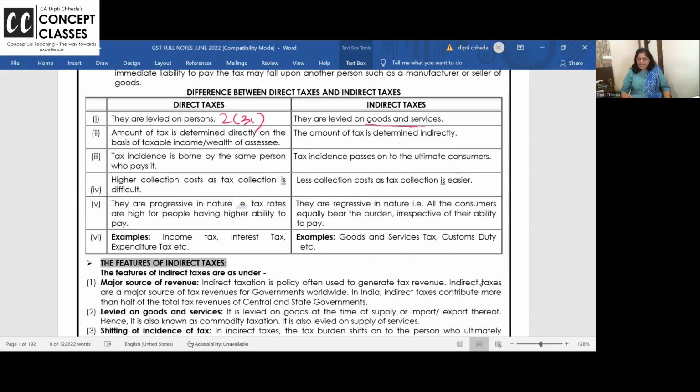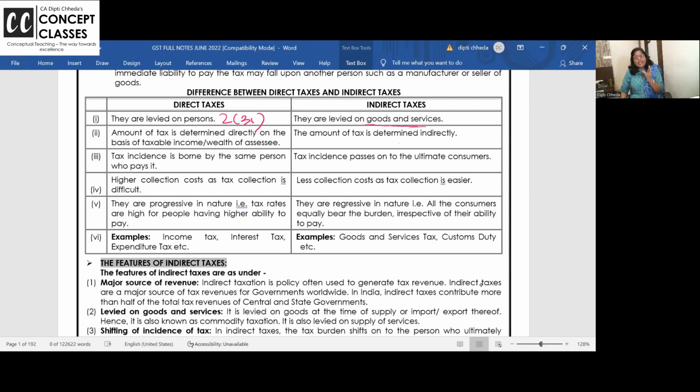Income tax collection is difficult unless that same person is filing the return. Indirect tax is in stages, so there is no escape. If you want to buy a medicine, a cream, a mobile, you have to pay the GST. So the collection part is easier.